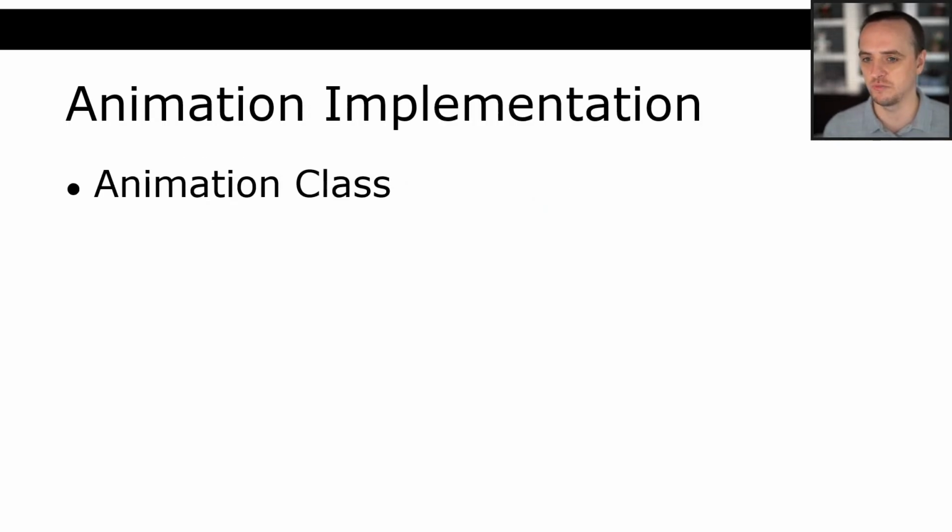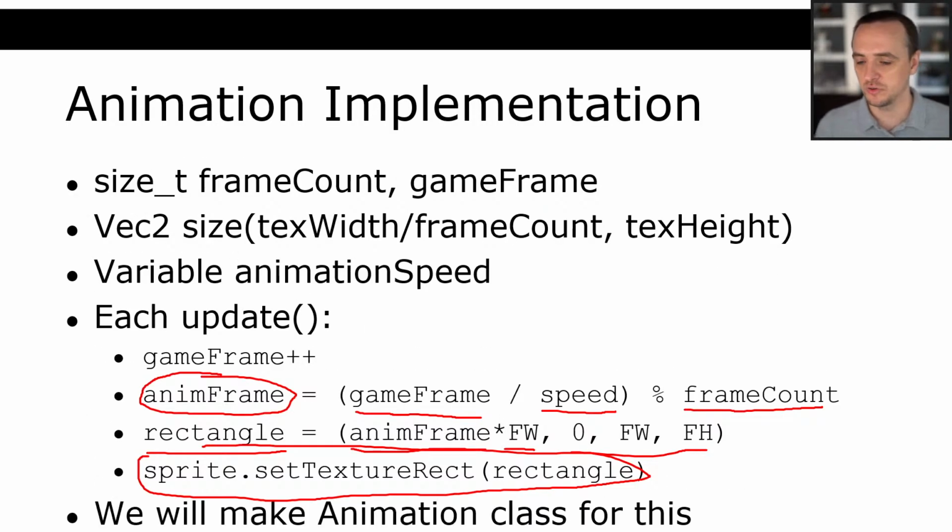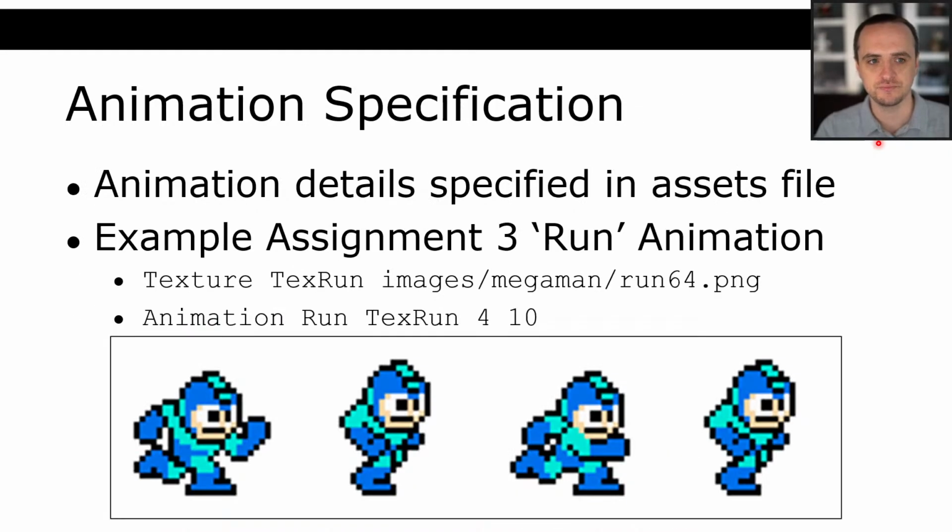It just says, draw this subframe of the texture. So it's a very, very efficient way of playing the animation from a single texture. Now, we will make an animation class for that, and when I go into the details of assignment 3 and show you the code, I'll go over that animation class with you.